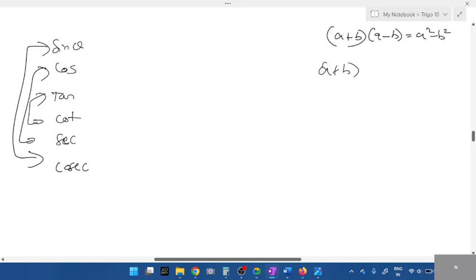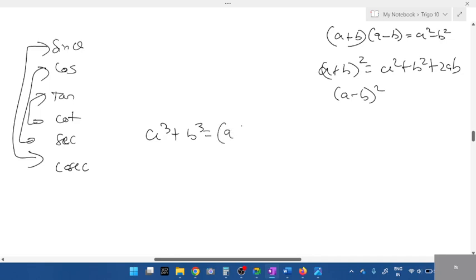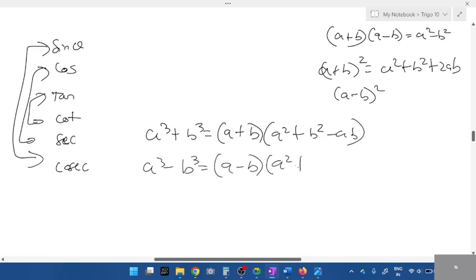What is a plus b the whole square? a square plus b square plus 2ab. Then you'll have a minus b the whole square. Next one, a cube plus b cube. This is cube question. The formula is a plus b into a square minus ab plus b square. This is cube.